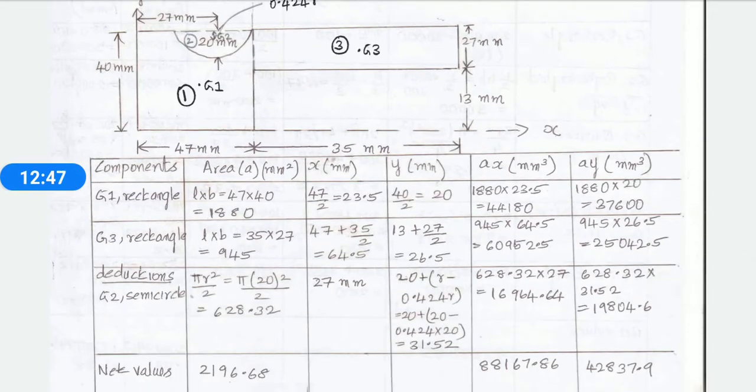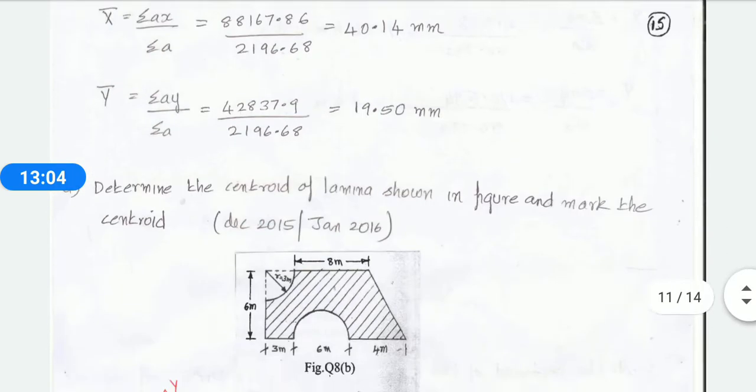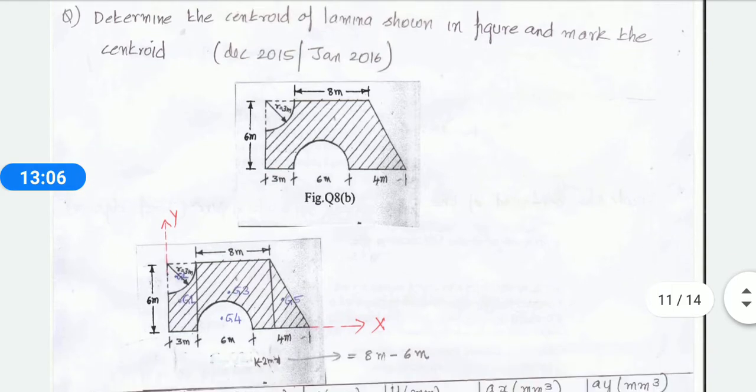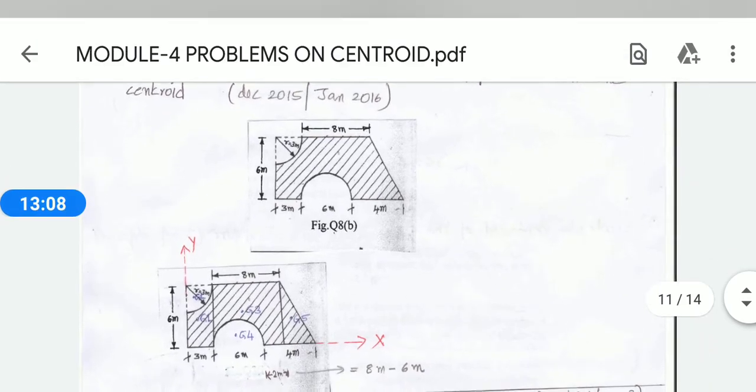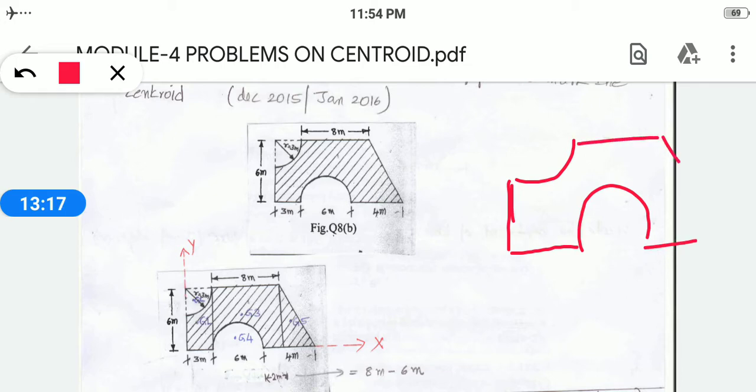See, both the rectangle and the semicircle portion we are going to deduct. Already we know the formula. Substitute your values according to that and find your summation of ax, summation of ay, and summation of a. After that, you can calculate your coordinates. Okay, when you are going to some more complex problems, see, this is one more problem. They had given a shape like this. This is your shape. Now how to calculate this?